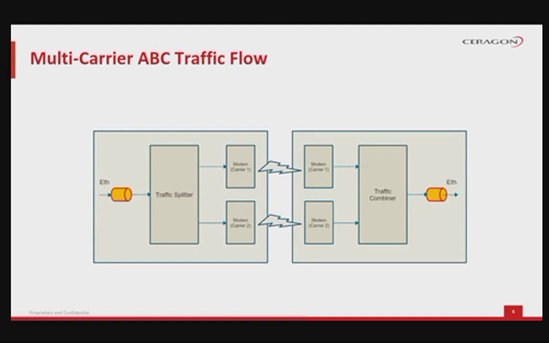Multi-carrier traffic flow. For better understanding, see in this simplified diagram the Ethernet traffic flow, running from left to right. In this example, the single traffic flow is divided inside the traffic splitter, which is part of the multi-carrier engine. Then, traffic is sent to both modems, and finally transmitted to the remote end over the two radio carriers. At the remote end, the traffic is combined into a single traffic flow, which will have a higher capacity than the capacity of each individual radio link.